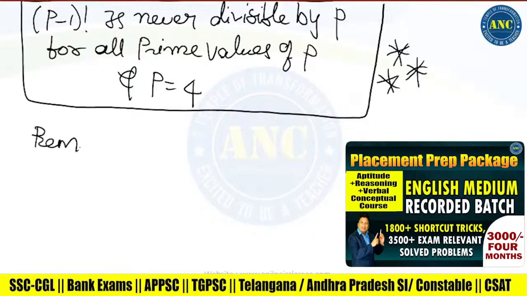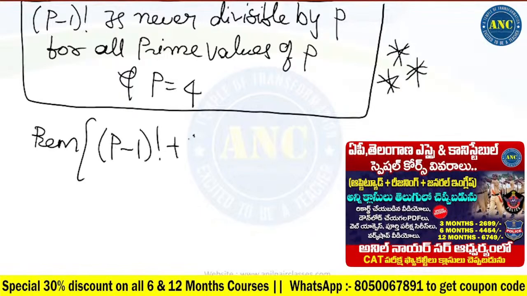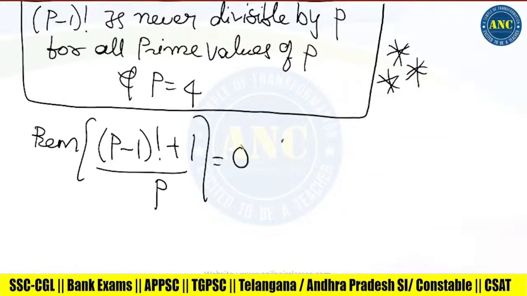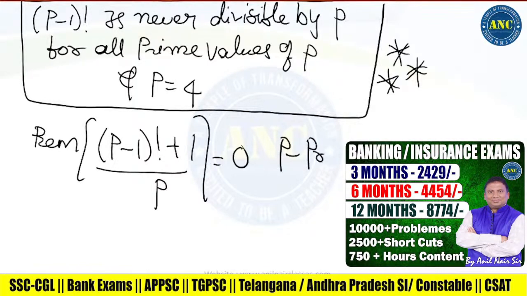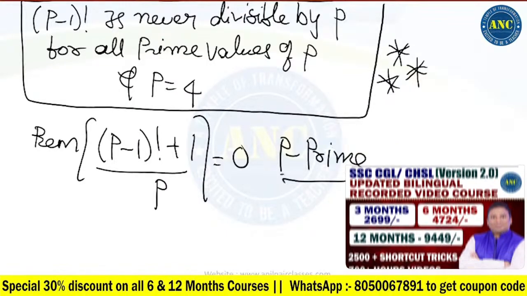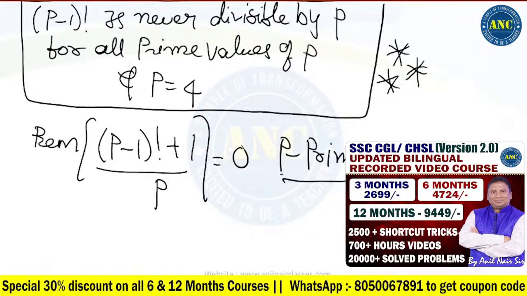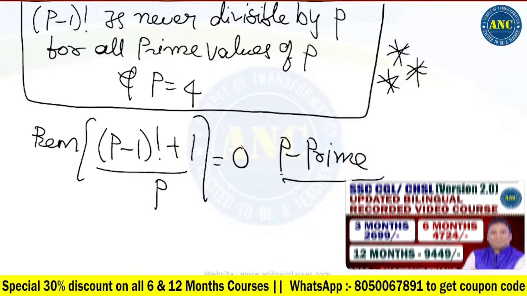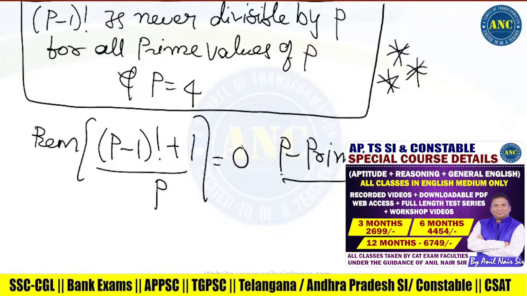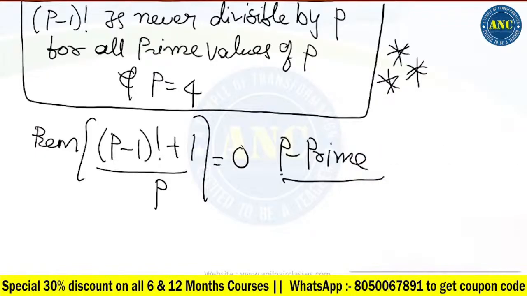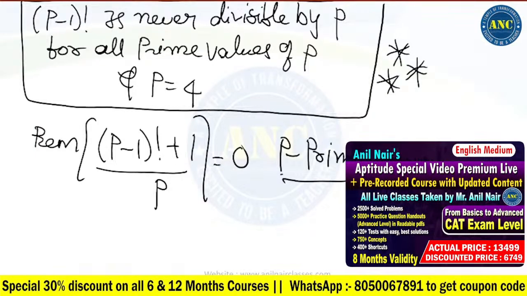Next, we will see Wilson's theorem application. (P minus 1) factorial plus 1, when divided by P, gives remainder 0 as long as P is a prime number. I hope the idea is clear. If P is a prime number, you can use Fermat's theorem, Wilson's theorem, and the divisibility rule to get the remainders.